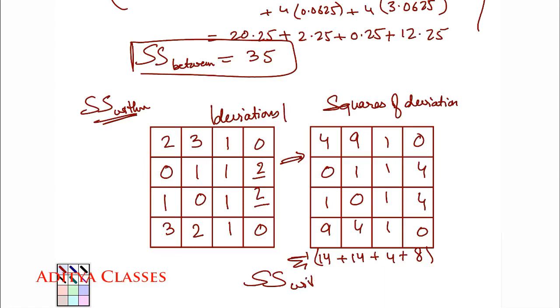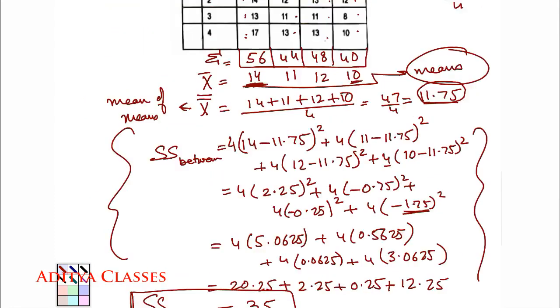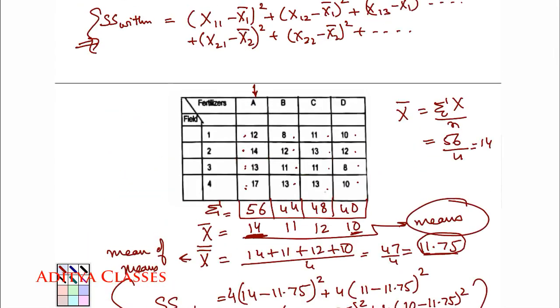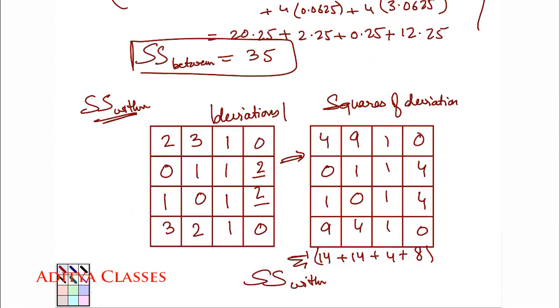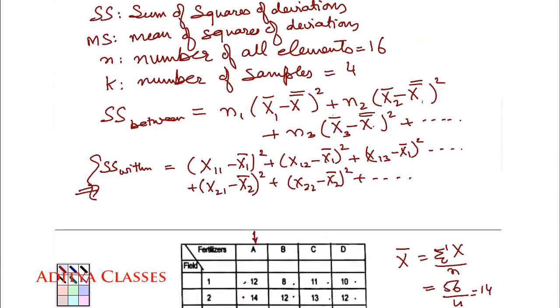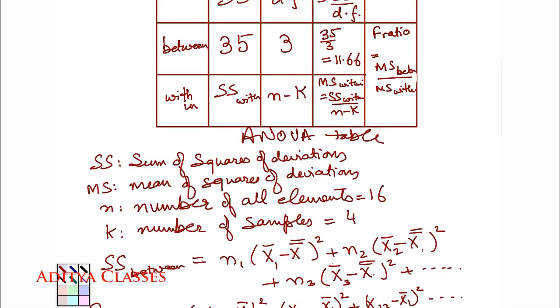SS within. So remember the steps what we did for SS within. For SS within, we found out all the deviations of individual elements, squared them and added them. And if you add them, you'll get a total of 40 exactly. So this is SS within. Now can we write this SS within in our table? We get 40.